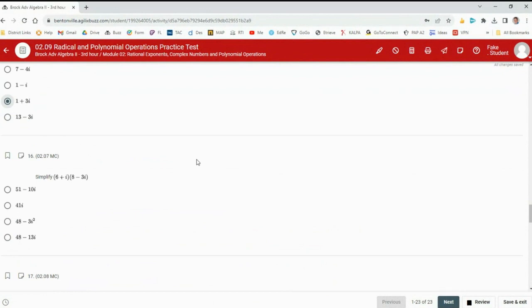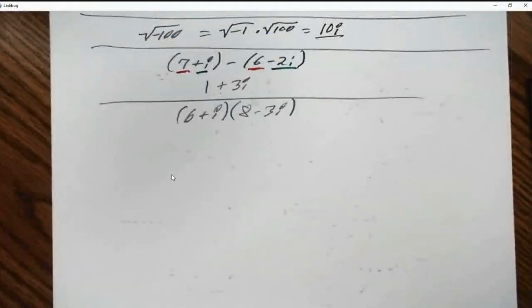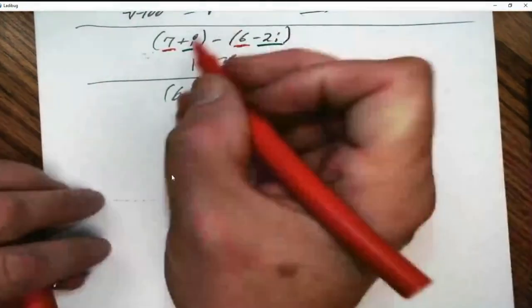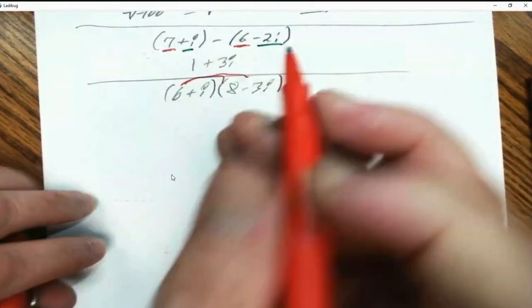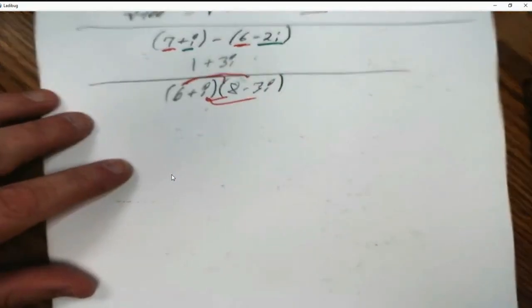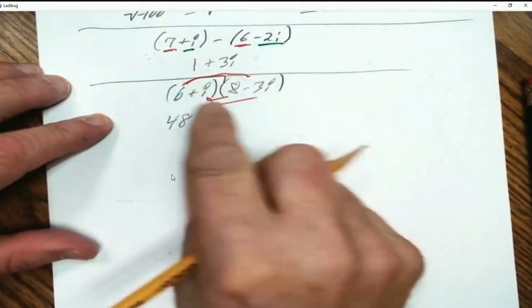All right. Our next problem is multiplying complex numbers. 6i multiplied by 8 minus 3i. Caleb, which one? So let's switch over to our paper. Multiplying those. Well, that's simple distribution, right? Multiplying by both of them. So what's 6 times 8? 48.